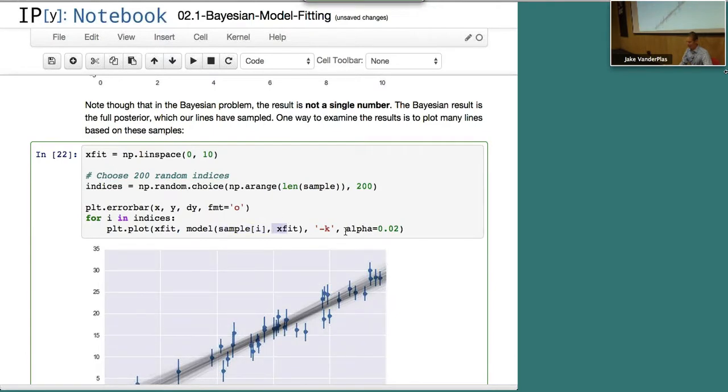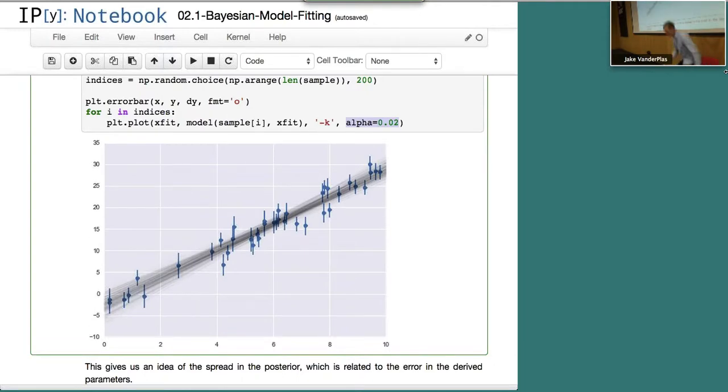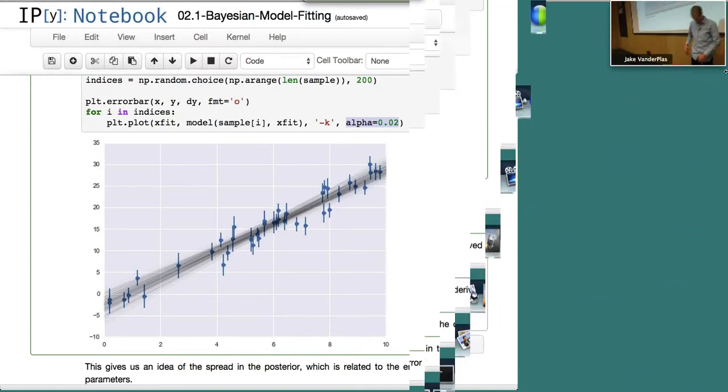I'm using this alpha, which is a transparency index. And this I think is really cool. This is one of the great parts of Bayesianism: you automatically get out this model uncertainty, in the sense of your probabilistic knowledge about the models.